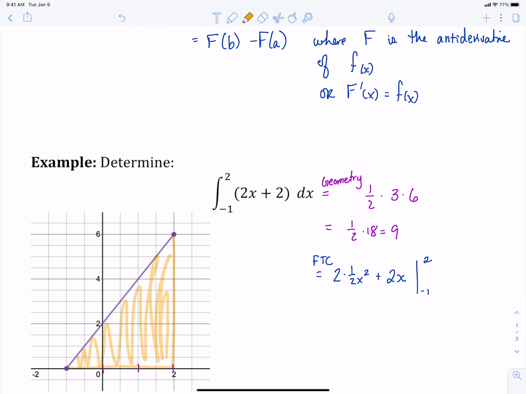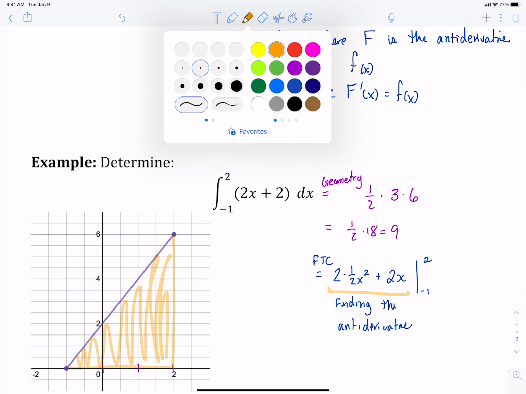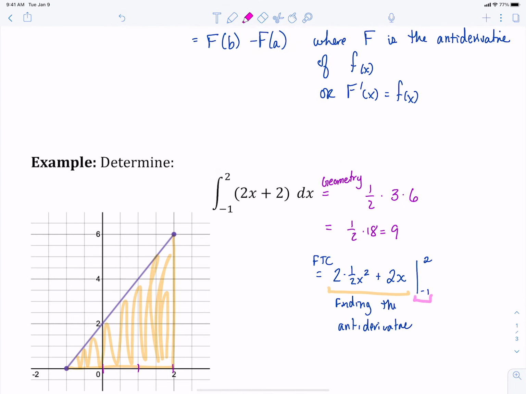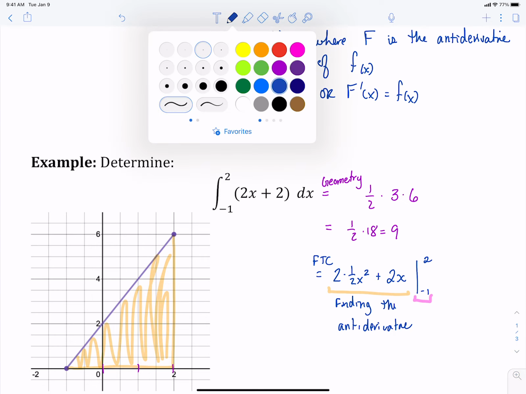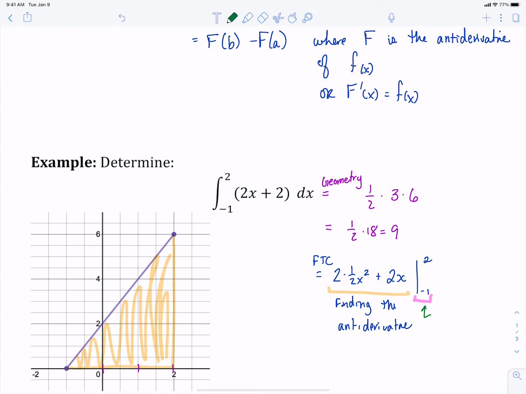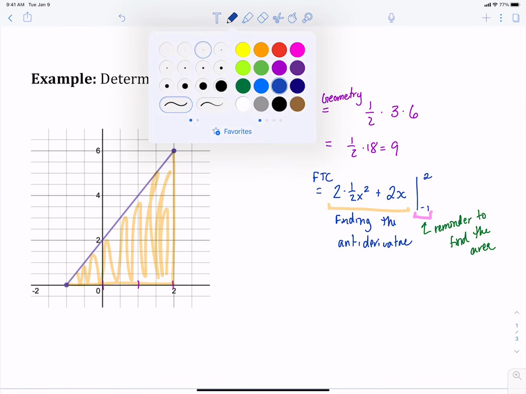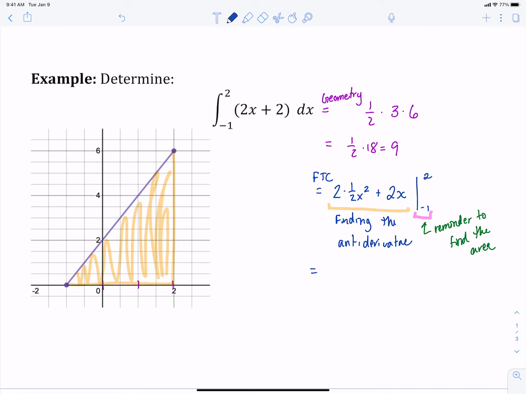So this splits up this step: the first part is finding the antiderivative, and the second part is really mostly a reminder to find the area, so that we don't think that we're done once we've just found that antiderivative.